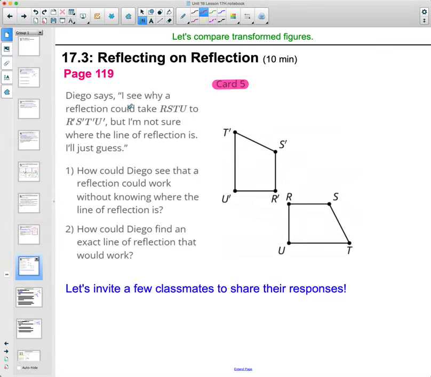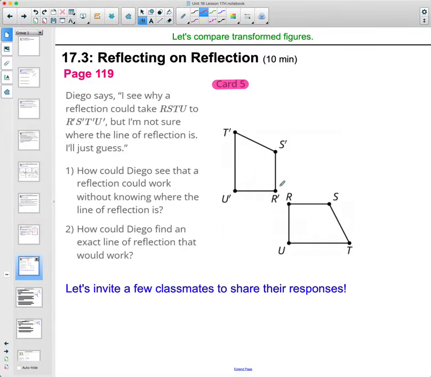So Diego says, I see that a reflection could take RSTU, this bottom trapezoid, to R prime, S prime, T prime, U prime, but I'm not sure where the line of reflection is. How could Diego see that a reflection could work without knowing where the line of reflection is? So how is he seeing that there's a reflection even though he doesn't know where the line of reflection is?